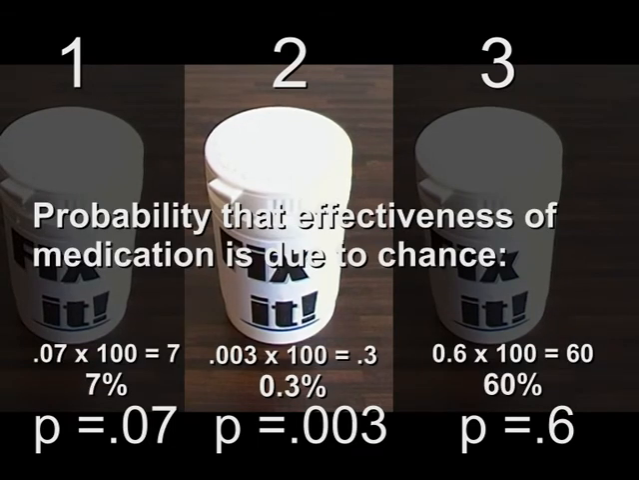Pause for a moment if you want time to think. As you can see here, option 3 is the worst out of the other options because it has a 60% probability that its effectiveness was actually due to chance.